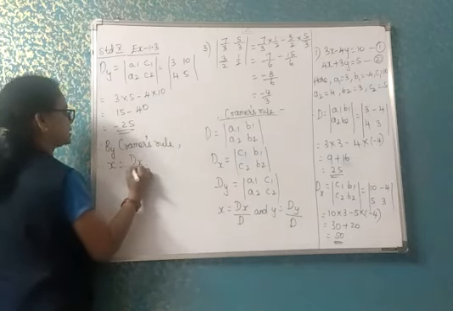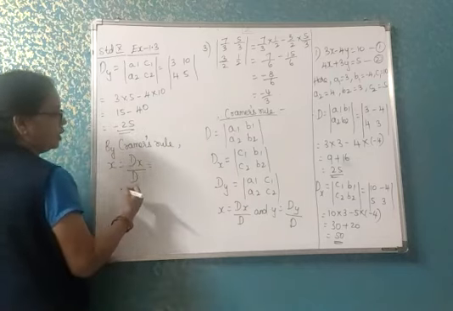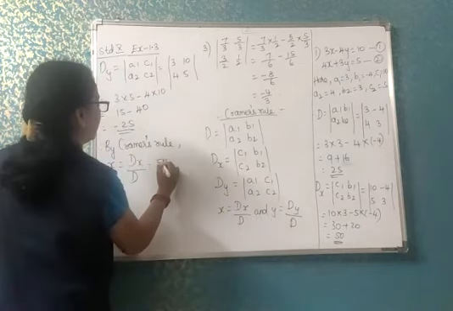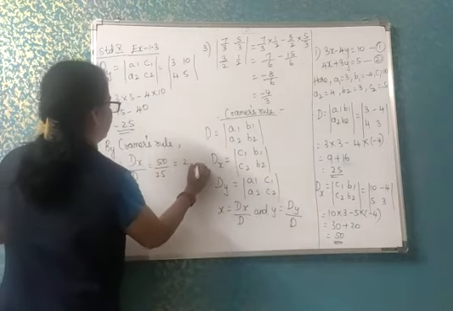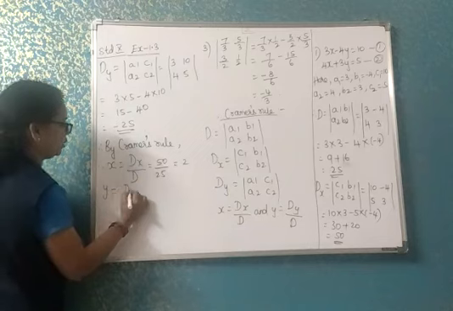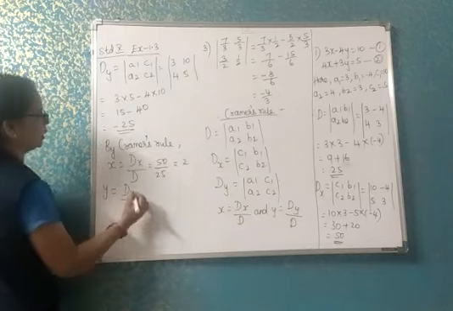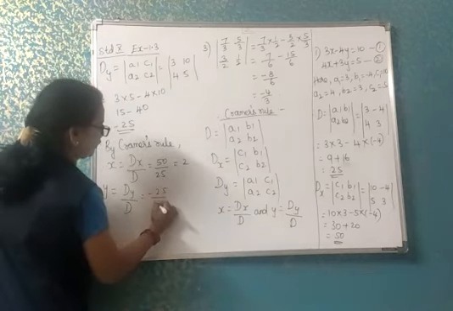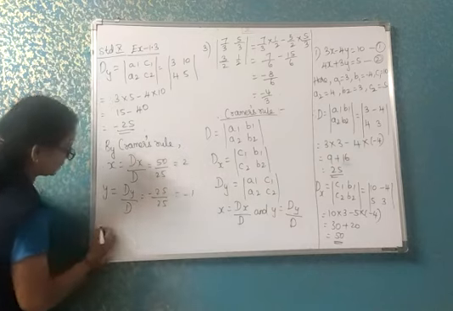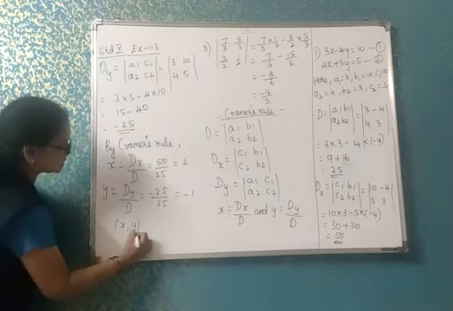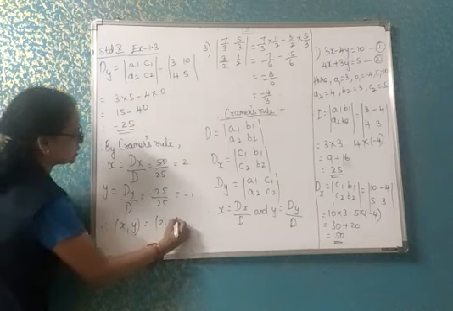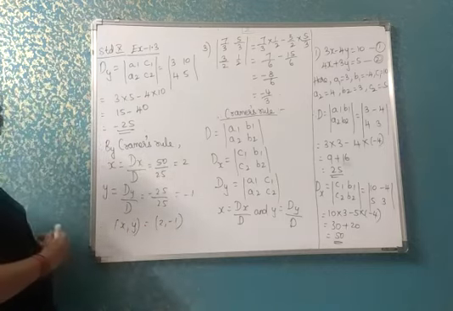X is dx upon d, which is equal to, what is dx? 50 upon 25, which is equal to 2. Y is dy upon d, which is equal to, what is dy? Minus 25 upon 25, which is equal to minus 1. As usual, the last step, that is xy, which is equal to 2 and minus 1.